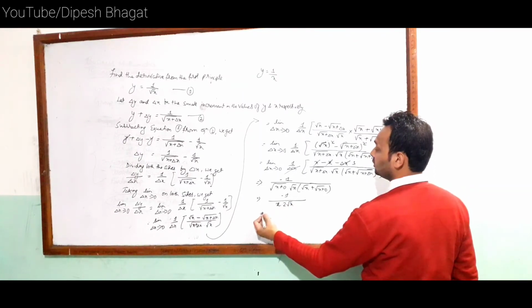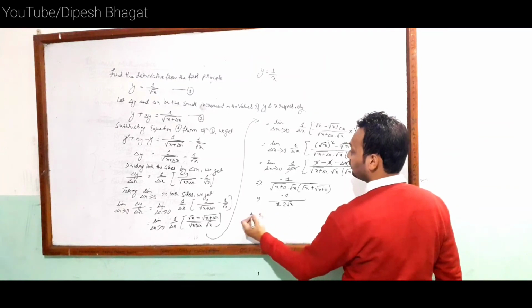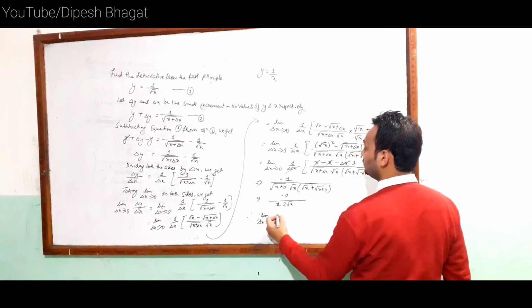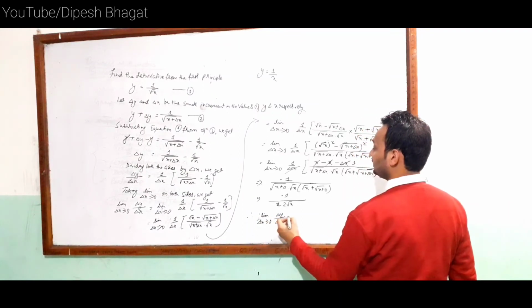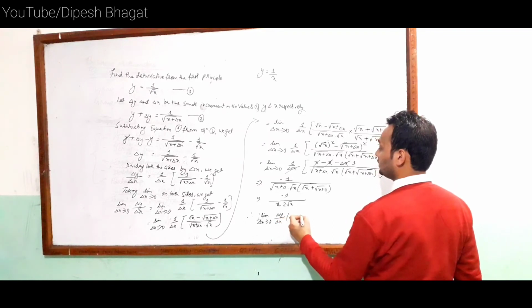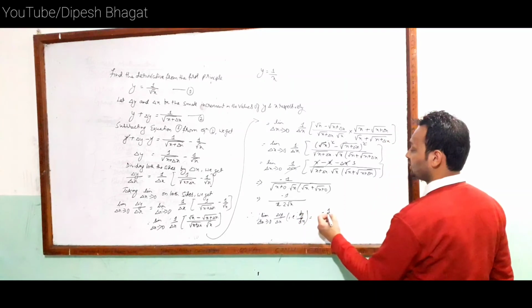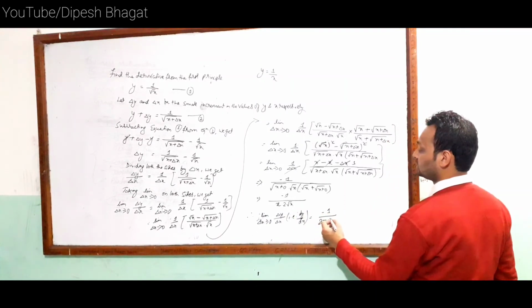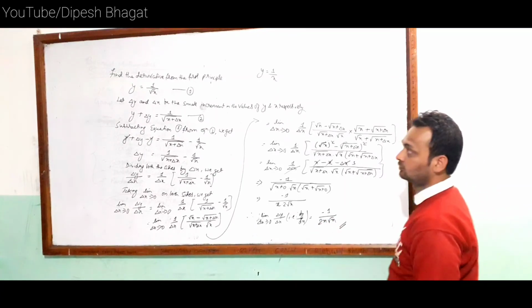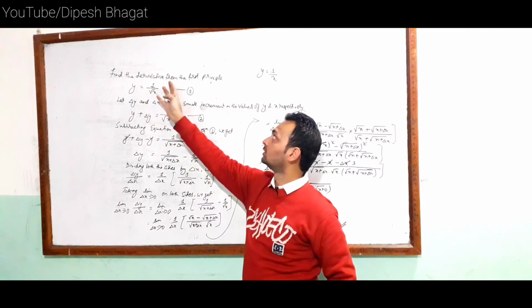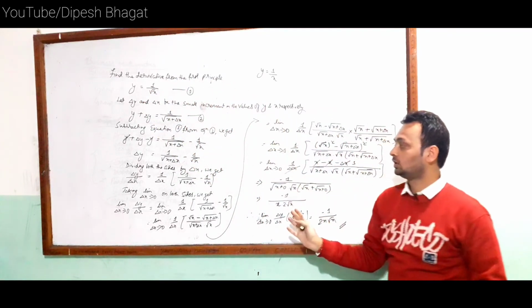Therefore what we can say is that limit delta x tends to 0, delta y by delta x, that is dy by dx, is equal to minus 1 by 2x root x, is the solution for the question y equals 1 by root x in the form of derivative from the first principle. So in this way you all can solve the question.